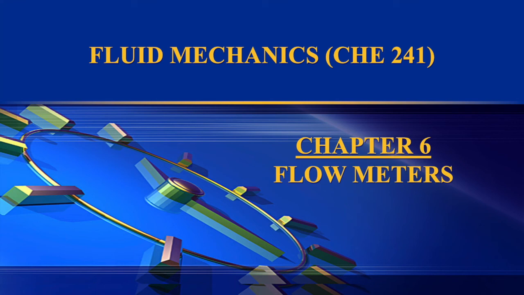There are three types of flow meters that you will learn in this chapter. First is Venturi, second is orifice, and third is pitot tube. These three types of flow meters have different kinds of calculations or derivations from Bernoulli's equation that you must do in order to calculate the velocity or discharge. But all of these apply the same principle as what you learned in chapter 5, which is Bernoulli's principle.